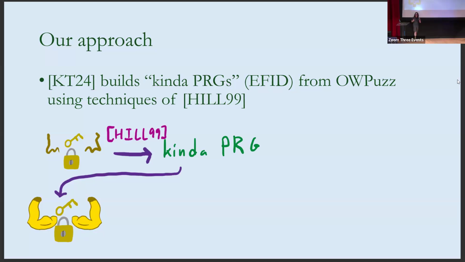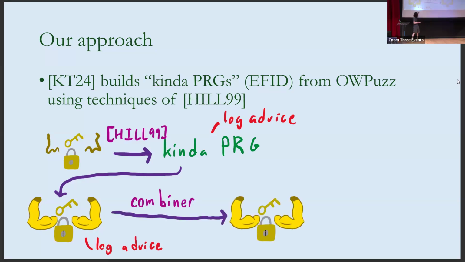Note that there is one major subtlety here, which is that the construction of the kind of PRG requires logarithmic advice. The construction needs to know the entropy of the one-way puzzle. But this can be managed due to the fact that we've built a combiner for one-way puzzles. And so each value of the advice gives a candidate strong one-way puzzle. And so just combining them all together gives a fully strong one-way puzzle. And so this would be great if Hill did indeed work for weak one-way puzzles.